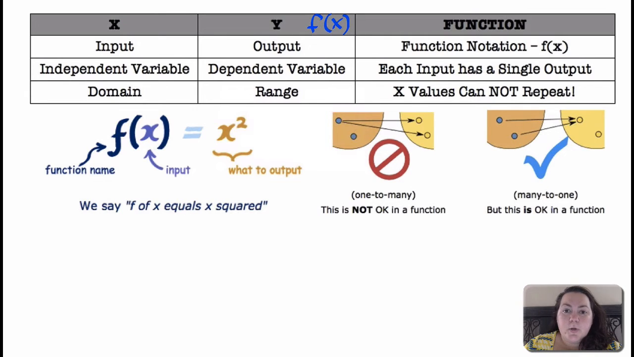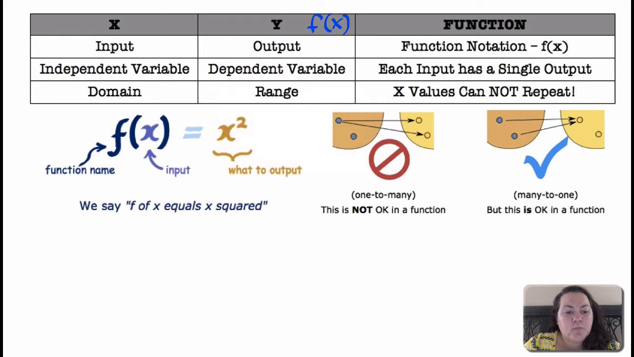X is also your input, what you're going to plug into your function, your independent variable, and all your x values make up the domain of the function. Your y, sometimes called f of x, is your output, what you get out from the function, the dependent variable because it depends on what you plug in, and all of the y values make up the range of the function. Function notation uses f of x, and each input has a single output, okay? And the x values cannot repeat.